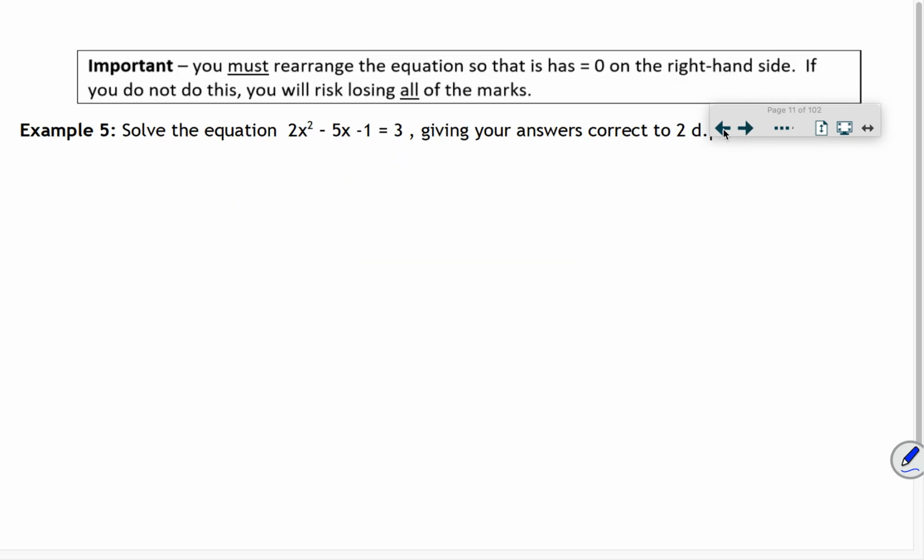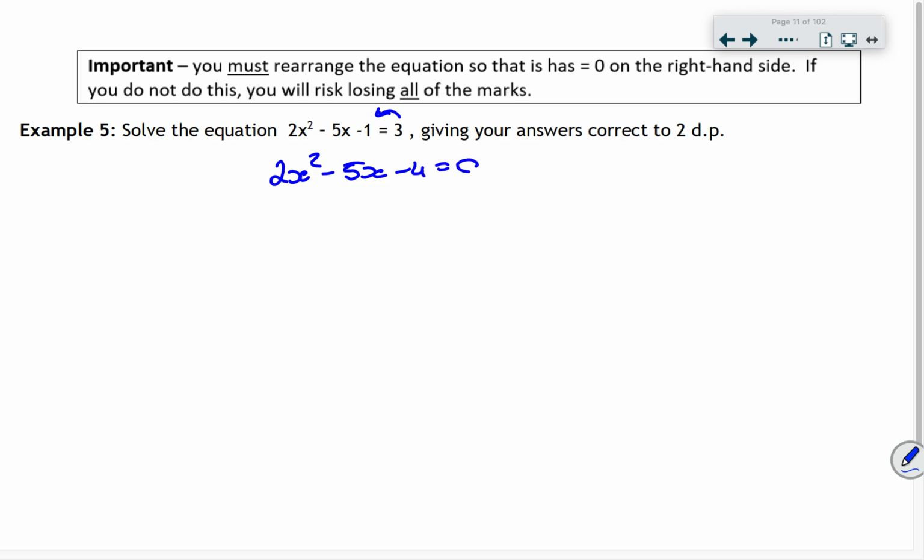Okay. The next example. We want to solve the equation, again given it this time to 2 decimal places. Remember, we can only ever do this when our right hand side is equal to 0. This isn't the case just now because we've got this rogue 3 over here. So I need to take it over to this side. So that would give me 2x squared minus 5x minus 4 is equal to 0.